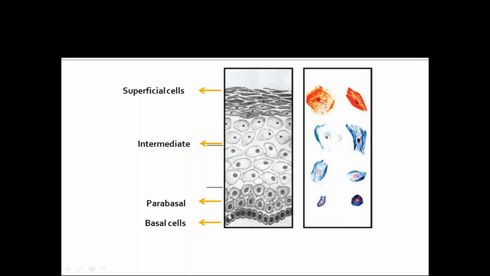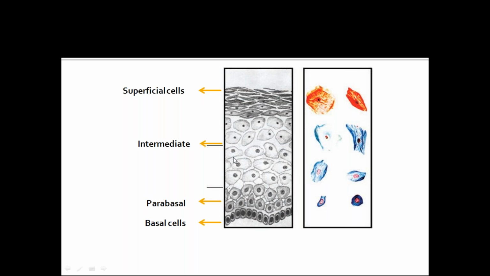When these cells are predominant, that means the estrogen is low. So at what phases will you find low estrogen levels? Post-menopausal, after delivery in the puerperium, that is, during lactation. These are the phases where you can see more parabasal cells and basal cells.